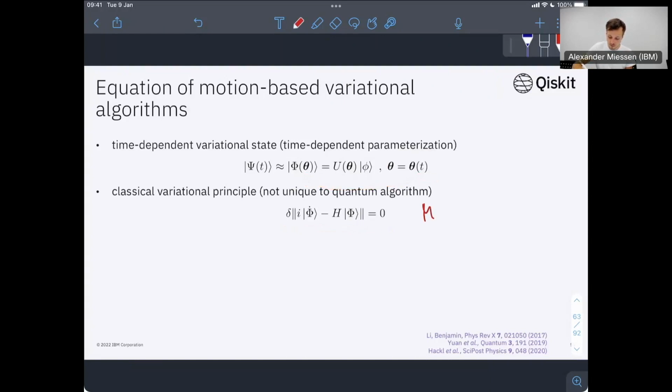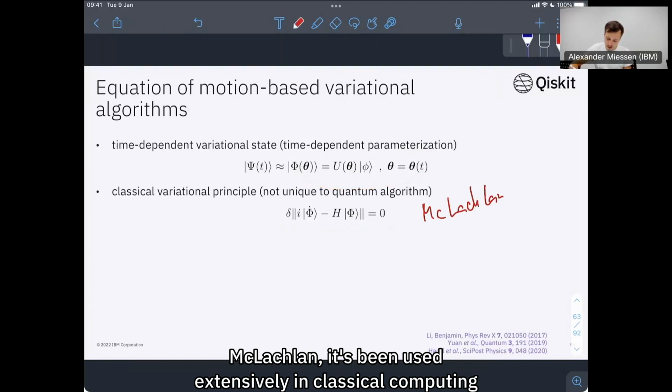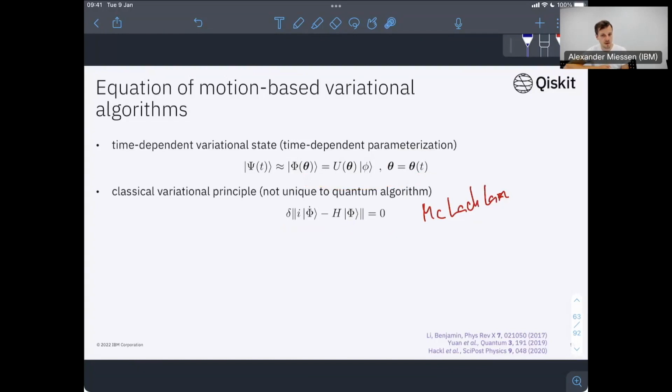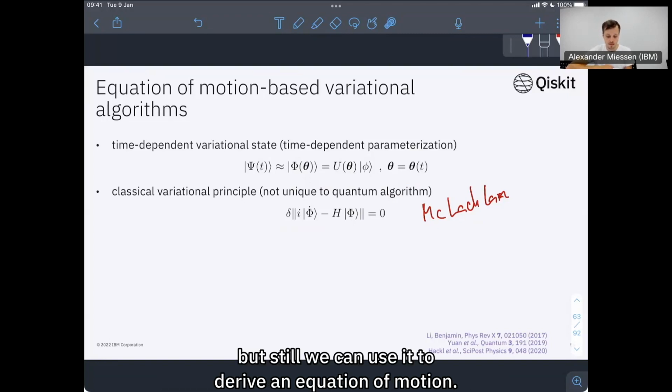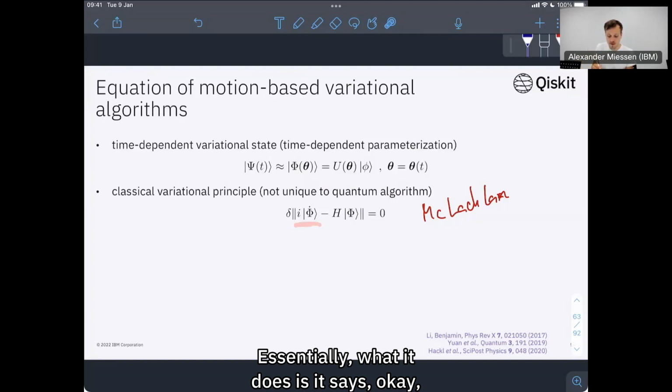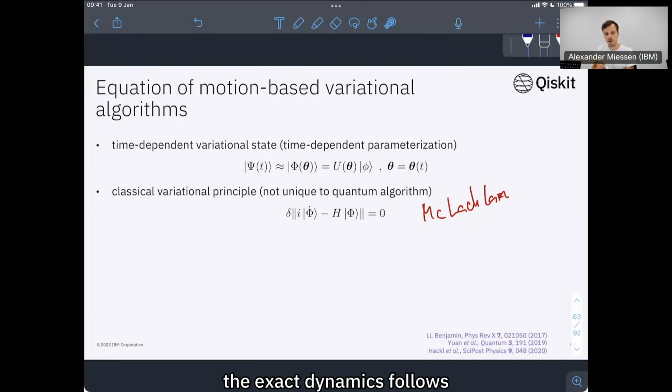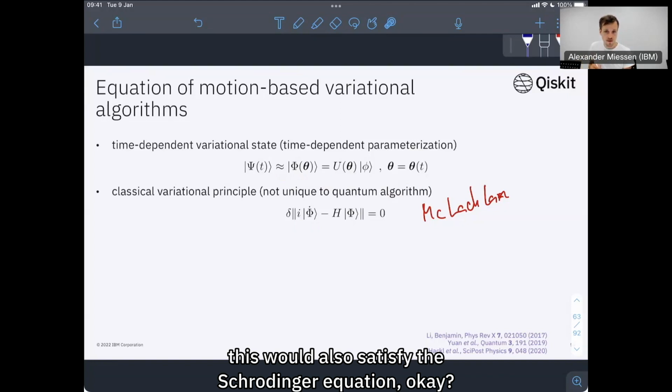McLachlan's principle has been used extensively in classical computing since the 60s or 70s. So it's nothing new to quantum computing, but still we can use it to derive an equation of motion. Essentially what it says is, okay, the exact dynamics follows the time-dependent Schrödinger equation, okay? If we now want to model this dynamics with this approximate state, dependent on the parameters, then ideally this would also satisfy the Schrödinger equation, okay?